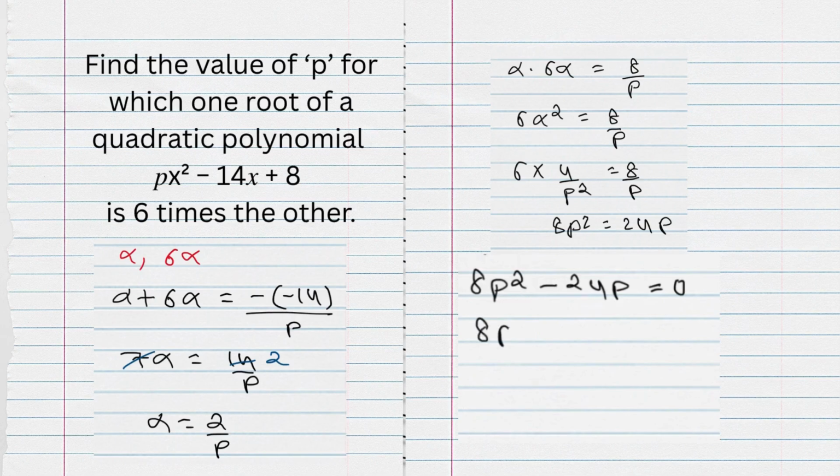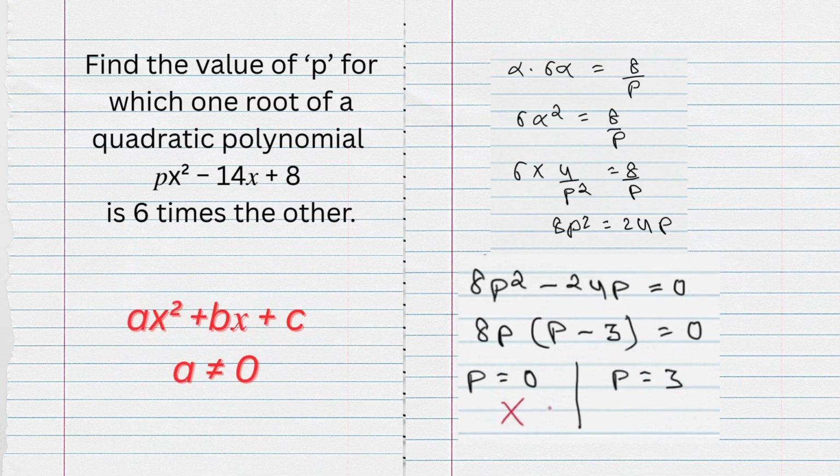On factorizing, taking 8p as common, we get 8p times p minus 3 equals 0. On comparing the first factor with 0, we get p equals 0. And on comparing the other factor with 0, p equals 3. Now here p equals 0 is not possible as the coefficient of x squared cannot be 0.